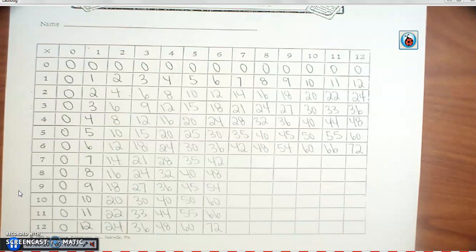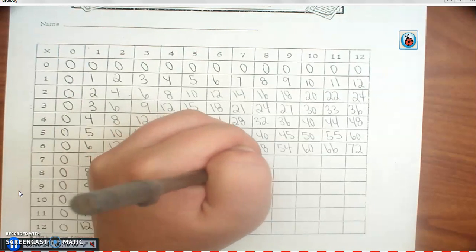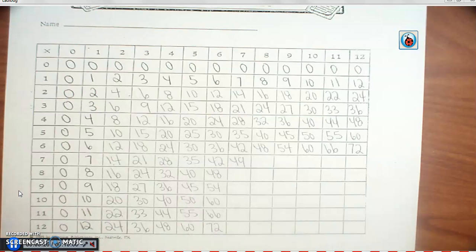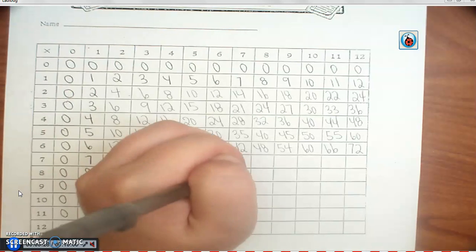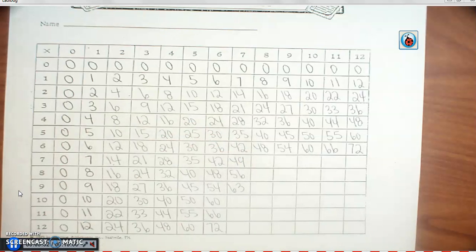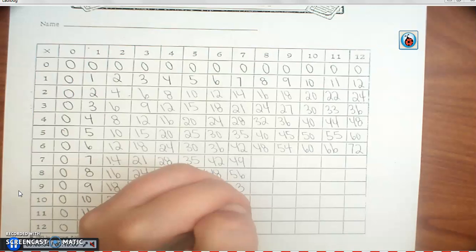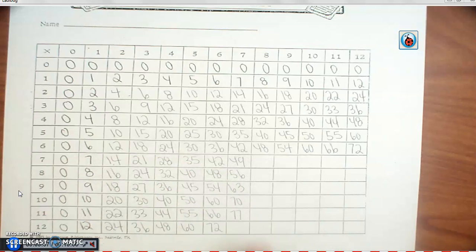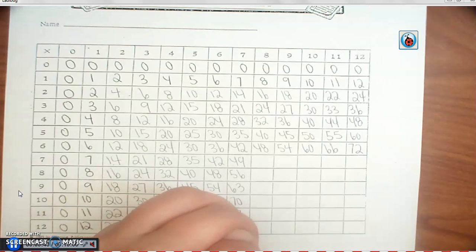All right, my 7's. 7 times 7 is 49. I remember that one like the football team, 49ers. Times 8, 56. Times 9, 63. 70, 77. And I can add 7 to this, or I can add 12 to 72. So 12 times 7 is 84.